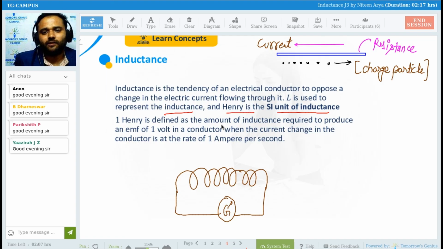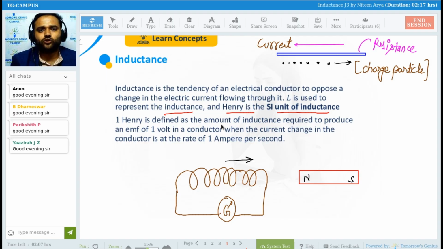If I change the magnetic flux, or move my magnet towards this coil, a current is going to be produced in this way, as simple as that. The opposition to the change in magnetic flux produced by an electrical conductor, whenever magnetic flux is passing through it, is known as inductor or inductance. Is this clear, everyone? Is this clear first of all, or not? Tell me, everyone, yes or no?